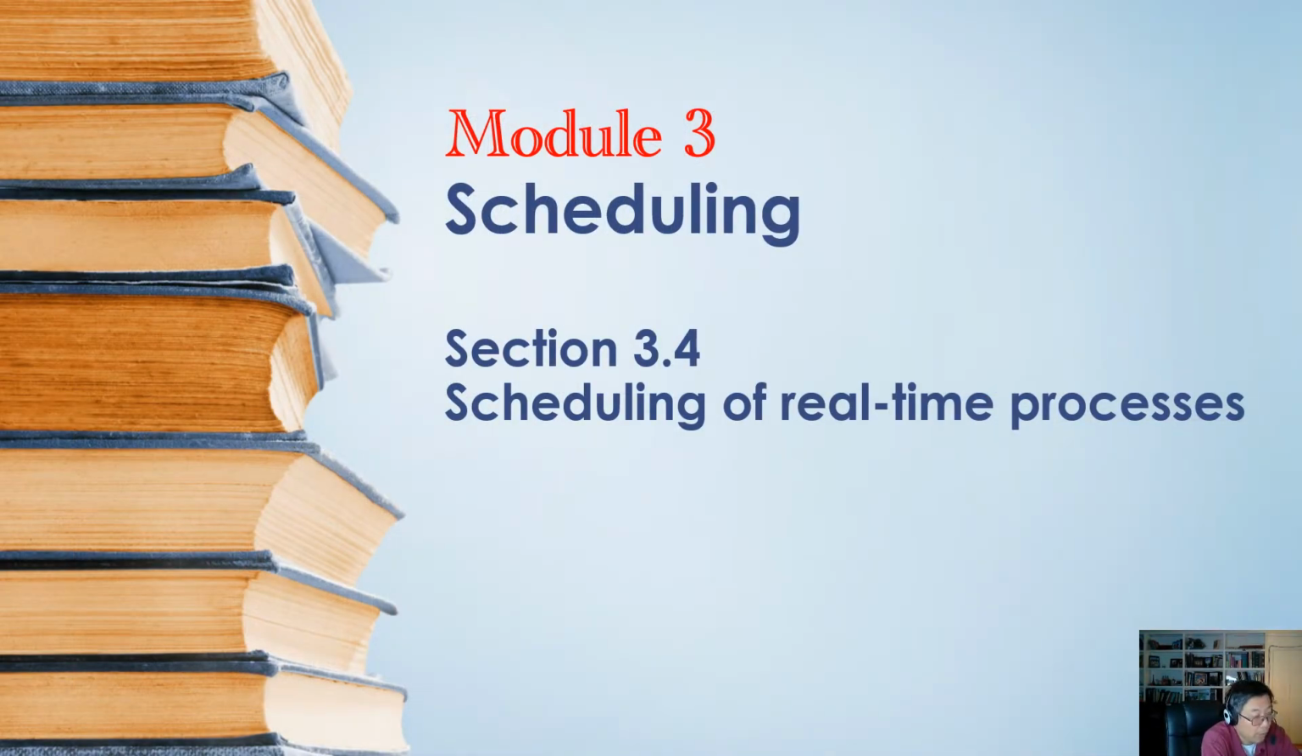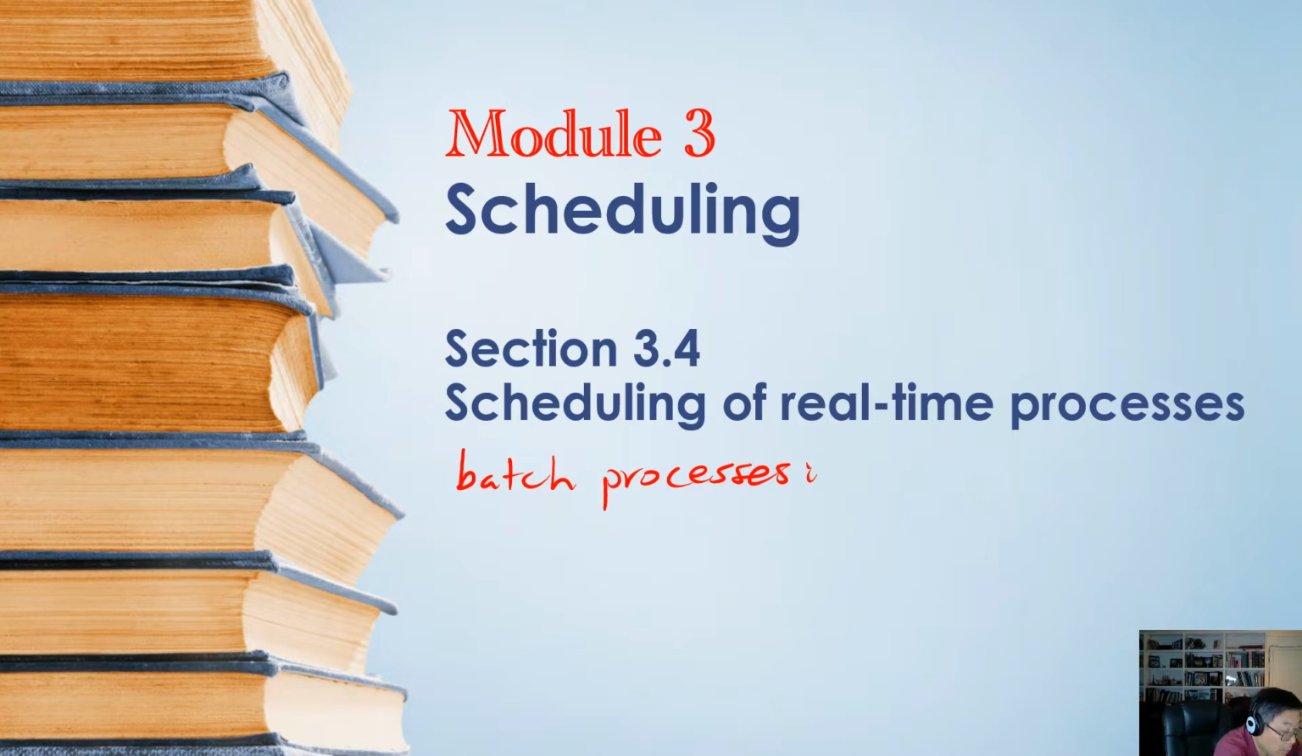Okay, now let's talk about section 3.4. In this section, we're going to talk about the scheduling of real-time processes. So far, we have talked about the scheduling of batch processes. Batch processes are mostly long-running processes. Once a process is created, it will be running for a very long time and then generate the output. Because of this, the scheduling algorithms for the batch process are mostly different from the scheduling algorithms of the interactive process and the real-time processes. That's something we're going to talk about in this section.